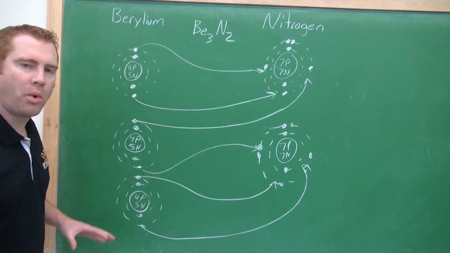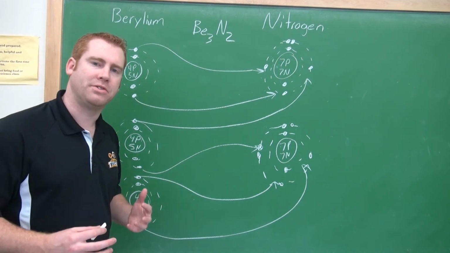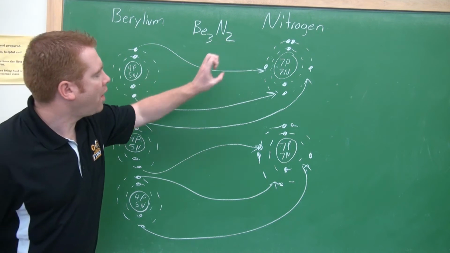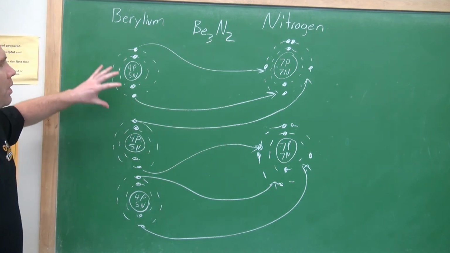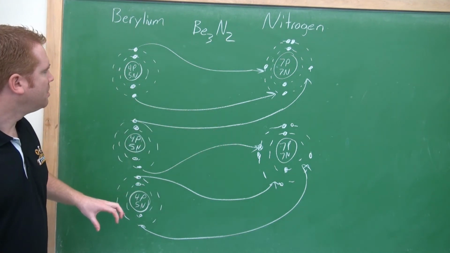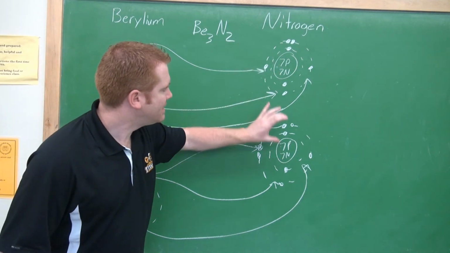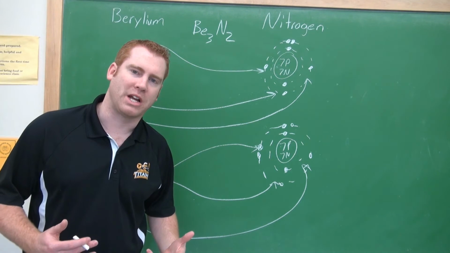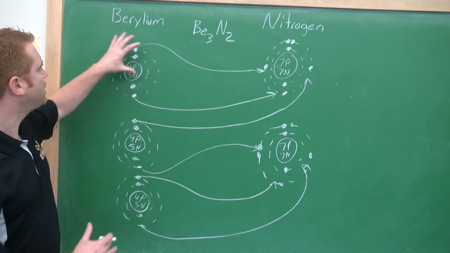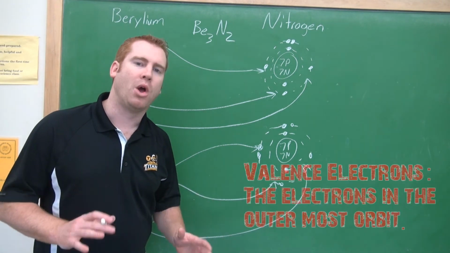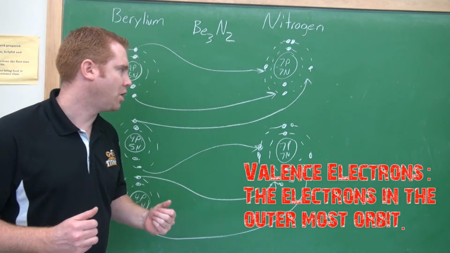Now, that was a lot of work. Is there a faster and easier way to do this? Also, note, what are the most important electrons here? Well, really, these ones on the inside didn't really matter for me too much. I didn't need to worry about them. I was only concerned with these outer electrons. Now, we give these outer electrons a name. We call them valence electrons.